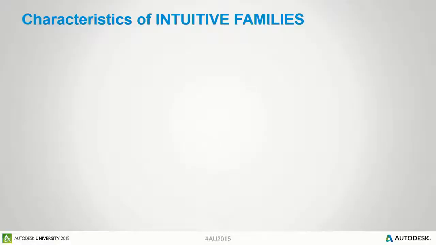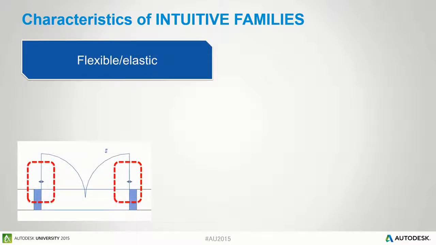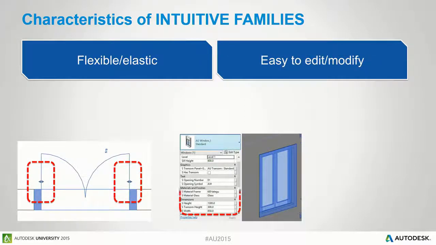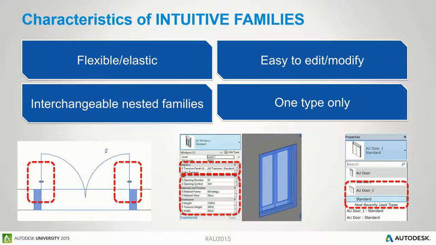So let us discuss the characteristics of this intuitive family. By experience of creation and utilization of these families, we have come to the fact that they must be flexible and elastic, stretchable and shrinkable in many cases. It must be easy to edit and modify. The child families in it must be interchangeable too, and must contain basically only one family type. So that's the distinction there.